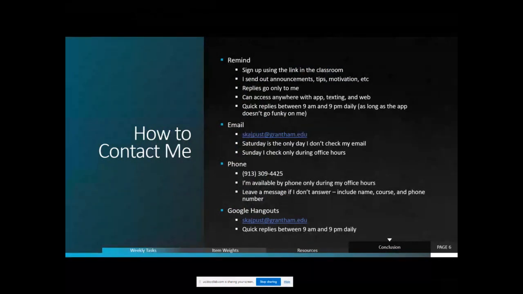And sometimes I don't get notifications on it for whatever reason, but for the most part, I'm pretty quick replying to that. The other quick way to contact me is Google Hangouts. If you send me a chat through there, that also goes to my phone. So those are the 2 quickest ways to get a hold of me. Then there's also email and phone. So email, I pretty much check during my working hours, like 9 to 5, Monday through Friday.